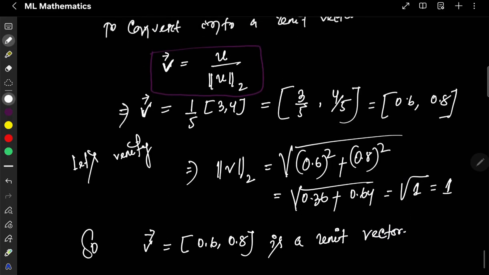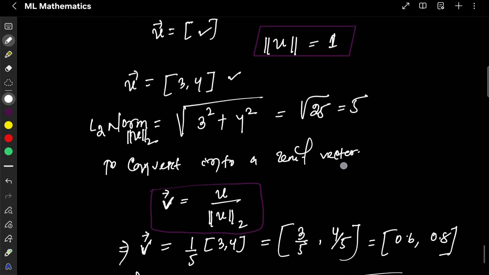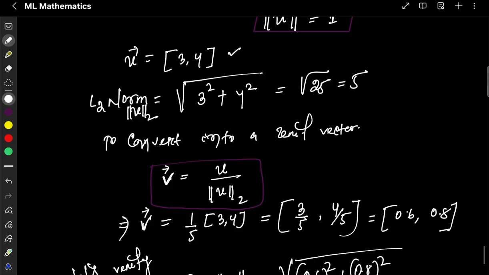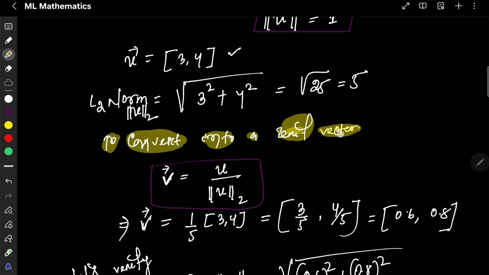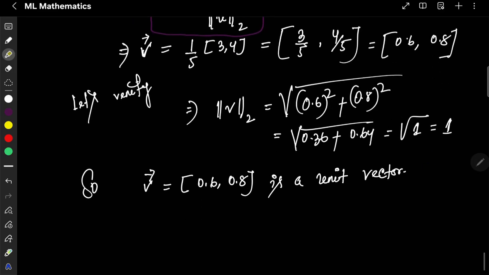Let's look into it. We started with a vector, and we tried to convert it into a new unit vector. We're not checking it, we're trying to convert it into a unit vector. To convert it, we applied this formula, and then we figured out whether it is a unit vector or not.